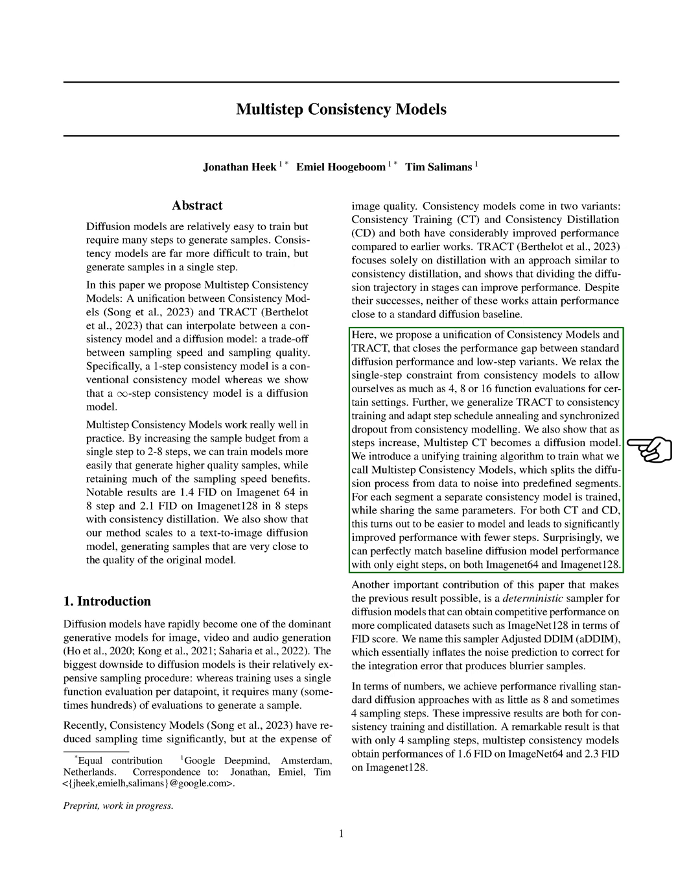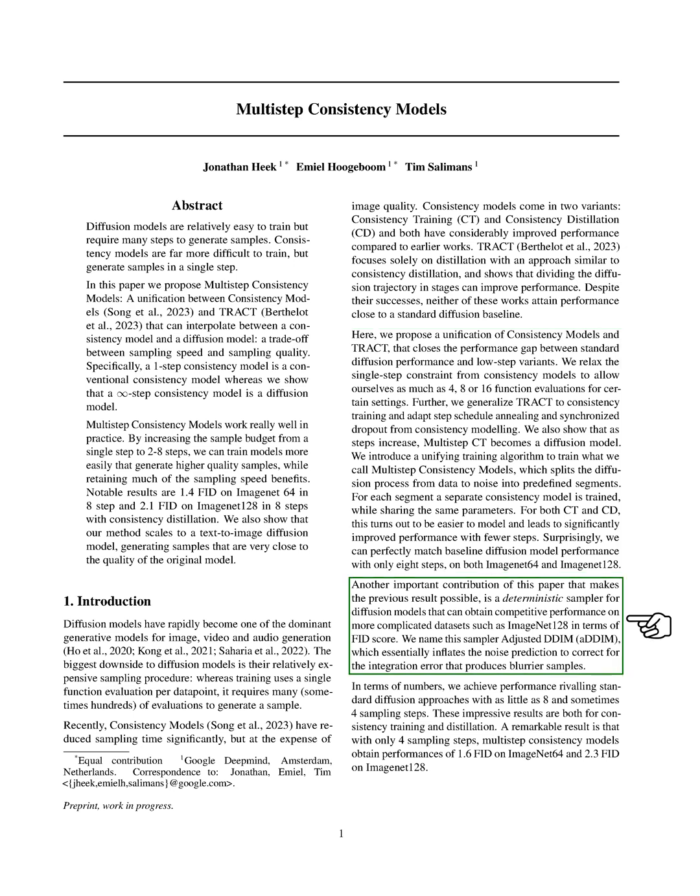Our unified training algorithm, called Multistep Consistency Models, divides the diffusion process into segments, each trained by a separate consistency model sharing the same parameters. This approach improves performance significantly with fewer steps. Surprisingly, we achieve performance comparable to standard diffusion models with just 8 steps on ImageNet 64 and ImageNet 128 datasets.